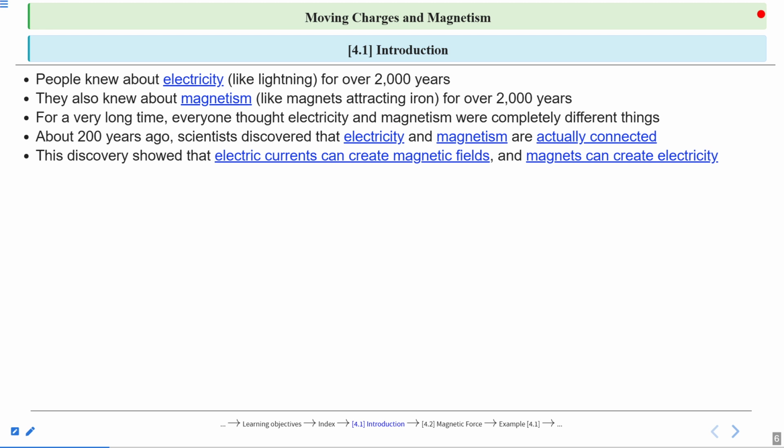Electric currents creating magnetic fields is the phenomenon of moving charges and magnetism. This is the chapter we are going to discuss. We are starting today. Electric currents can create magnetic fields. That thing we are going to discuss today.